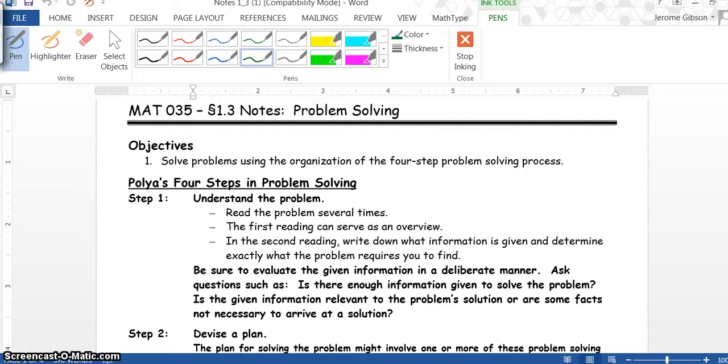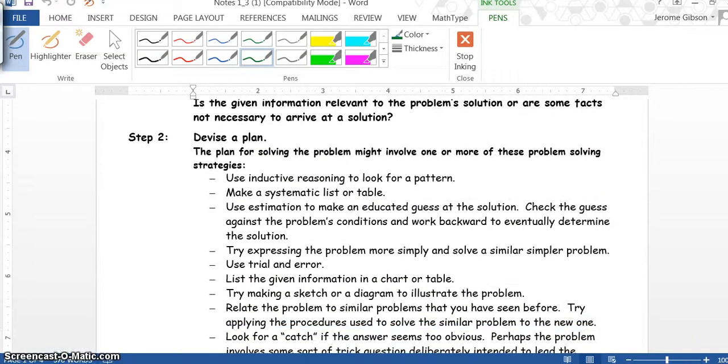Okay, now we scroll down here to step 2. It says devise a plan. The plan for solving a problem might involve one or more of these problem-solving strategies. Use inductive reasoning to look for a pattern. Make a systematic list or table. Use estimation to make an educated guess at the solution. Check the guess against the problem's conditions and work backwards to eventually determine a solution. Try expressing the problem more simply and solve a simpler problem.